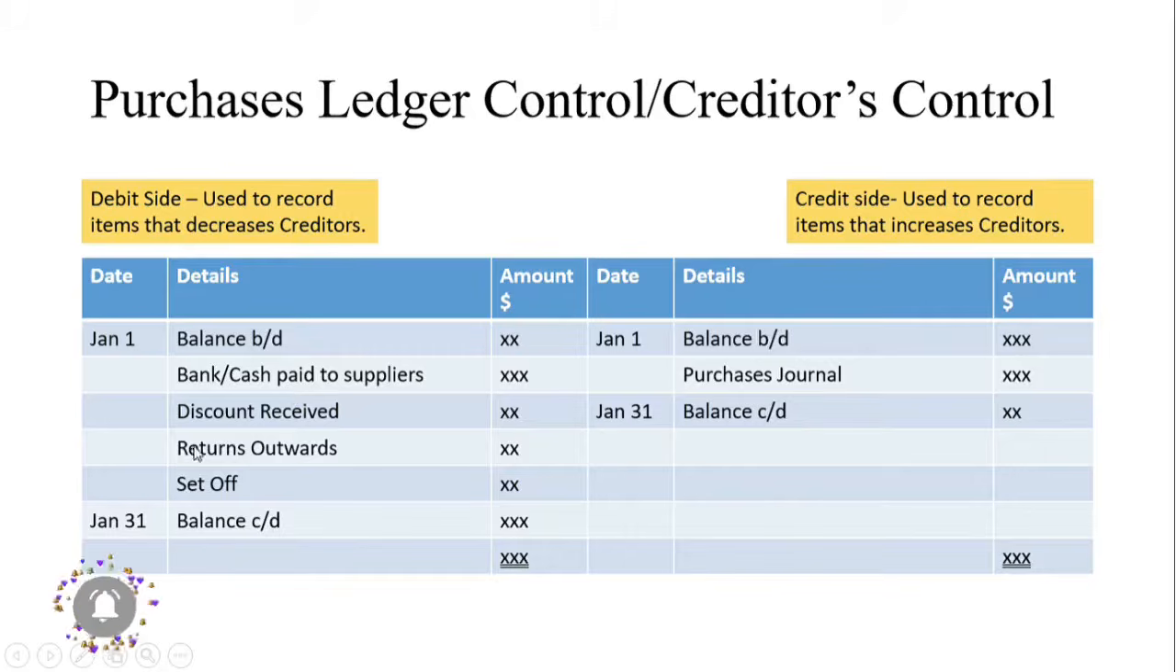Then here we have set off again. So your creditors owe you, and you also owe your creditors. So instead of your creditors paying you, the amount that is owed to your creditors is set off against what they owe you. All right, and so basically that's the creditors control, and that is basically control accounts for you in concepts and principles.